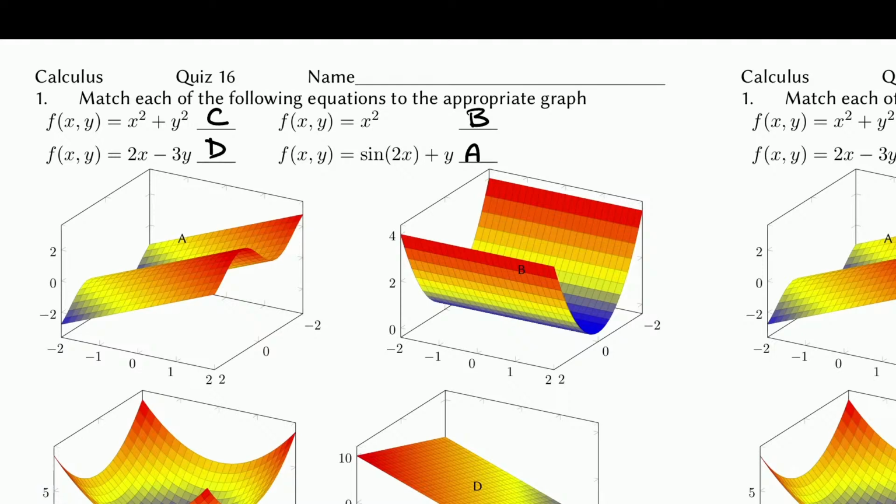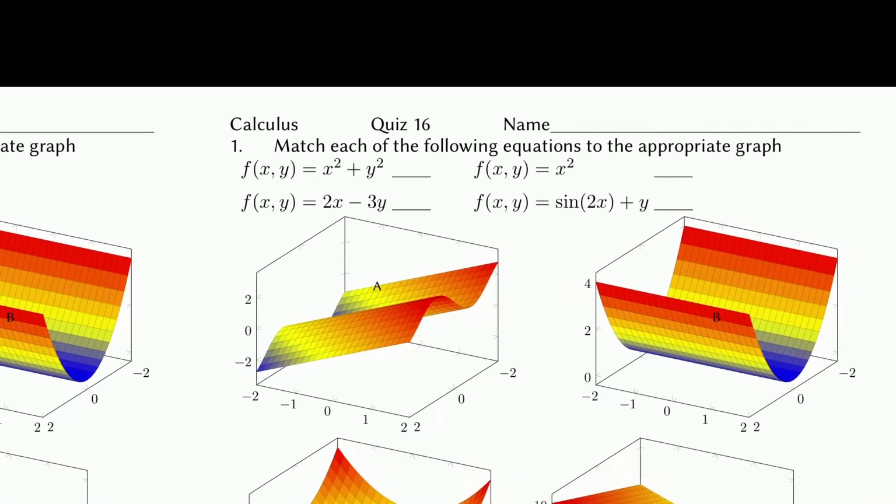Let's go to this quiz that I just collected. Hopefully you got these. I tried to make it so obvious. For example, f of x, y is x squared. You have this nice parabolic, and then the x squared plus y squared. That's this nice paraboloid. The only one that has any sort of undulation is the sine of 2x plus y there, and then the plane. So I told you it was going to be easy. I hope it was.